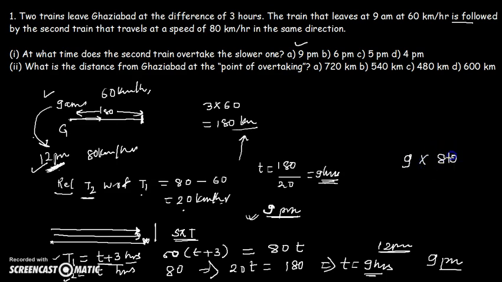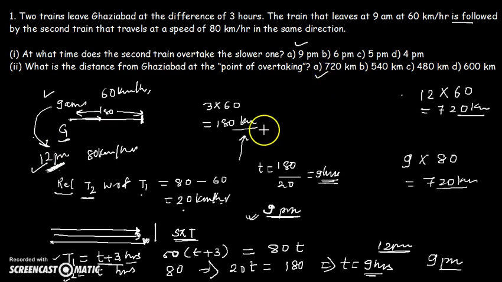The speed is 80 km per hour. So the total distance traveled is 720 km. You can take train 1, T1, also. Train T1 has totally traveled for T plus 3. T is 9, 9 plus 3 is 12. So train T1 has traveled for 12 hours with a speed of 60 km per hour, thus covering a distance of 720 km from Ghaziabad, and thus the option will be A, 720 km.